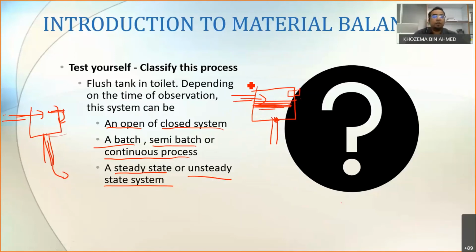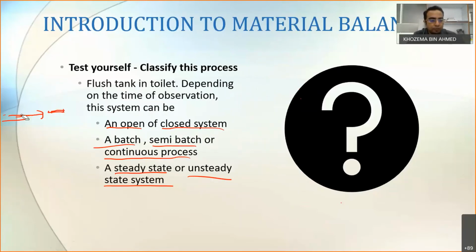Okay, so you can find more examples of how to define your system as open system, closed system, steady state, unsteady state, batch, continuous, or semi-batch. Okay, I hope you understand this concept. If you have any questions, you can ask. No problem, we can still discuss about it.